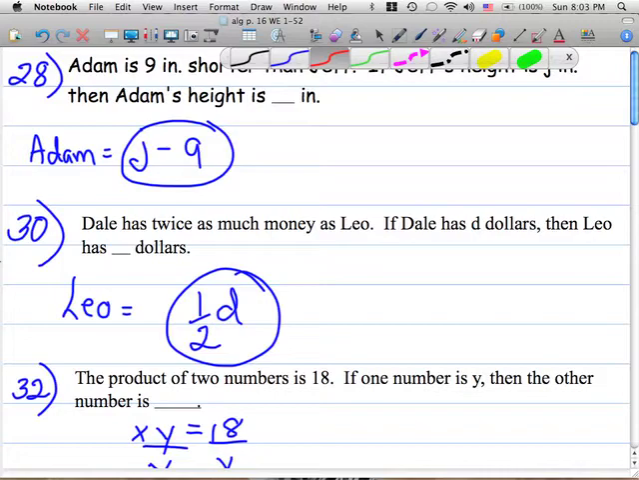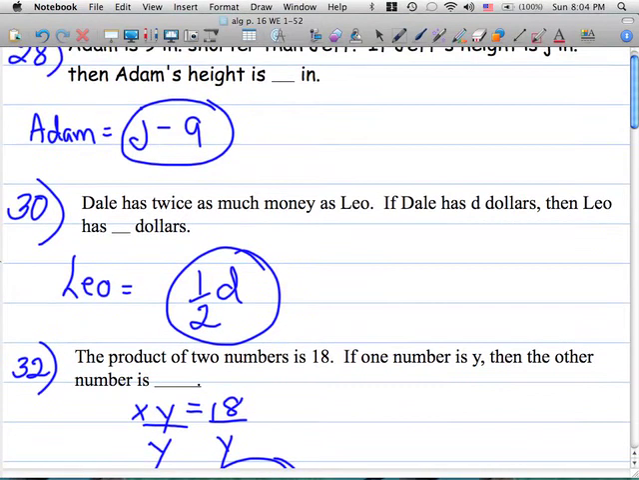27 through 32, complete each statement with a variable expression. You don't have to write the problem out. Just translate. Adam is 9 inches shorter than Jeff. If Jeff's height is J, what would you do to it to represent Adam's height? Adam is 9 inches shorter than Jeff. So if Jeff is J, you would need to take away 9. So J minus 9 represents Adam.